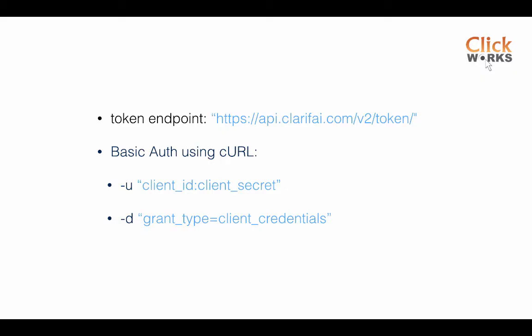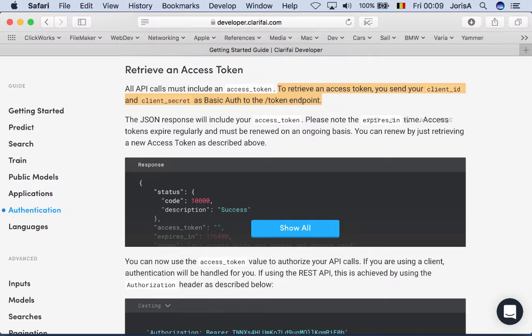So the first line shows us the URL we need to send the authentication information to, the so-called token endpoint. And then we need to send more information with the URL using curl, two parameters, a user parameter with a client ID and a client secret, and then a data parameter with this specific information: grant type equals client credentials. Now let me show you this in FileMaker.